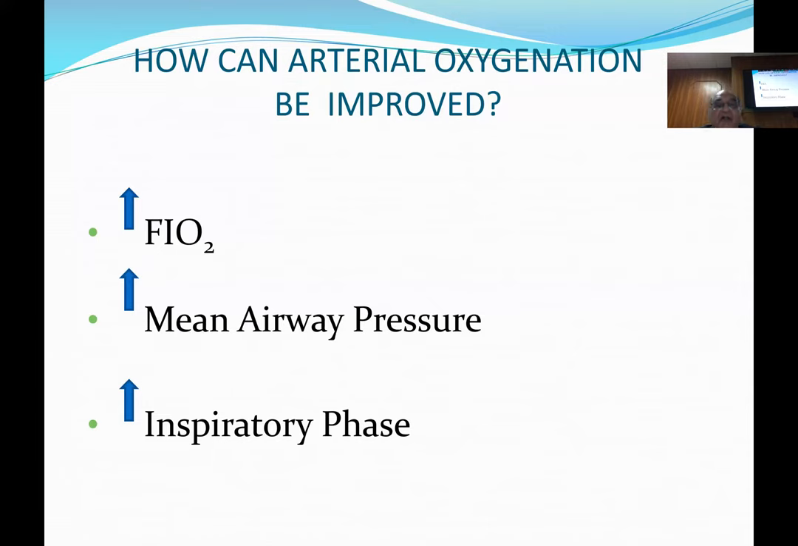Now, how can arterial oxygen be improved? आप वेंटिलेट कर रहे हैं तो अभी उसका PO2 और ऑक्सीजनेशन ठीक नहीं है. What are the things you will do to improve the oxygenation? You increase the FiO2. पहले आप 40% दे रहे हैं, 50% कर दे, 60% कर देखिए उससे इंप्रूवमेंट है. You increase the mean airway pressure if you know, pressure control, and then you increase the inspiratory phase.